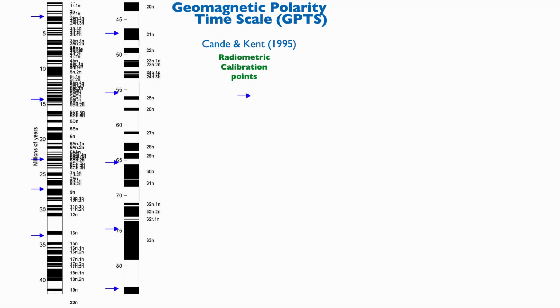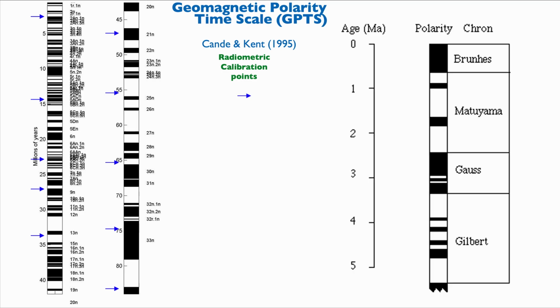And this is what Cande and Kent did in 1995. They looked at the polarity record, and they used, here you have the blue arrows, they used some of those basalts to do absolute dating. And with the absolute dating, they then could do some simple linear interpolation, assuming that the spreading rate was constant. That they have uncovered. So here you have the last 5 million years of chrons. So you have the Gilbert, Gauss, Matuyama, and Brunhes chrons. And on the left, you have the age, the absolute dating of these chrons.